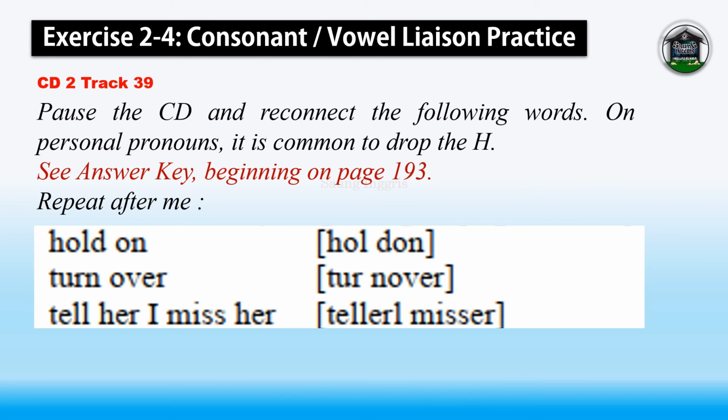Exercise 2-4, Consonant-vowel liaison practice. Pause the CD and reconnect the following words. On personal pronouns, it's common to drop the H. See answer key beginning on page 193. Repeat after me. Hold on. Turn over. Tell her I miss her.